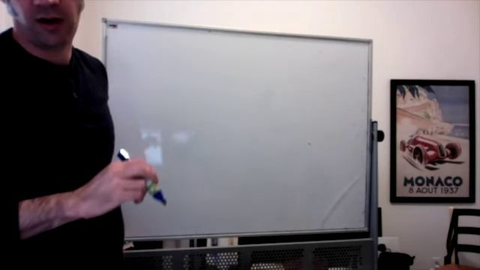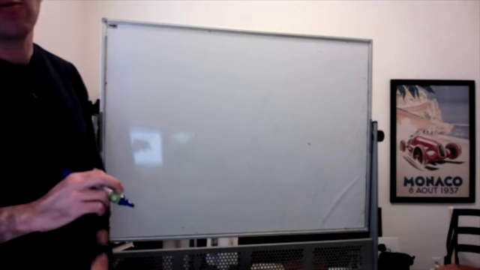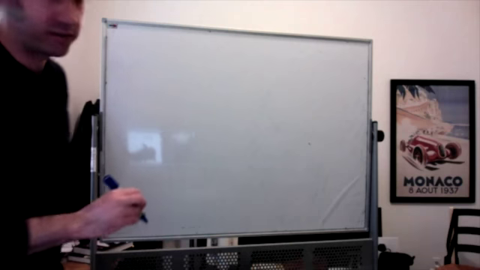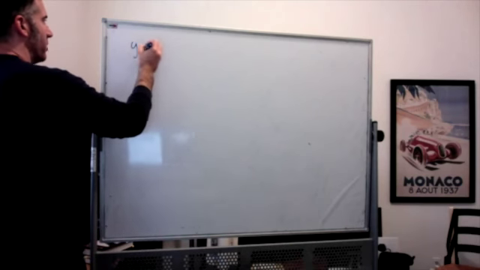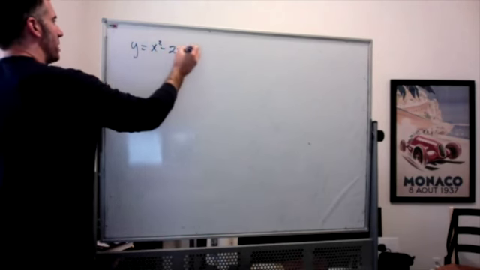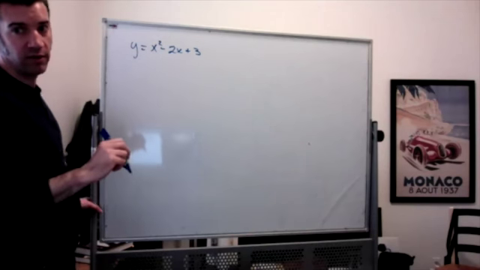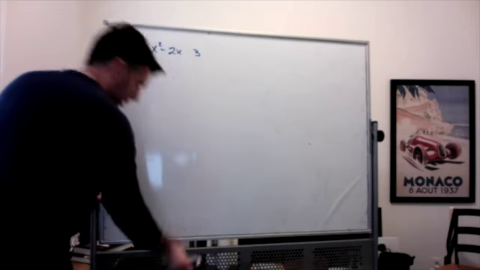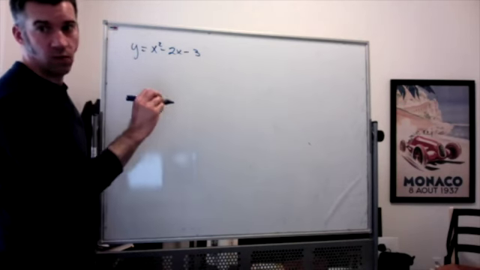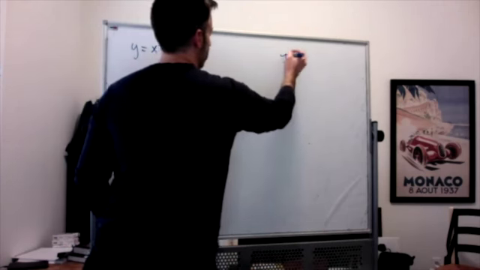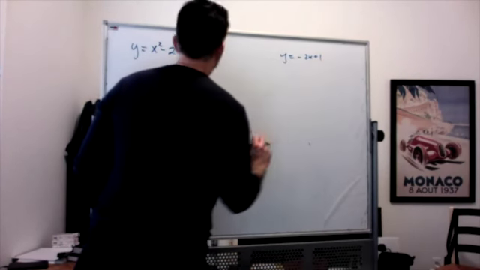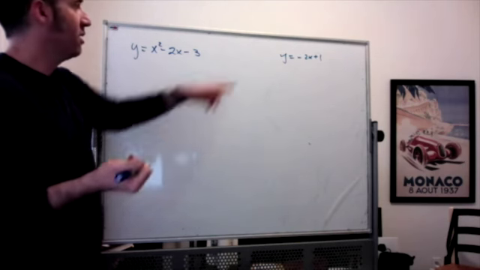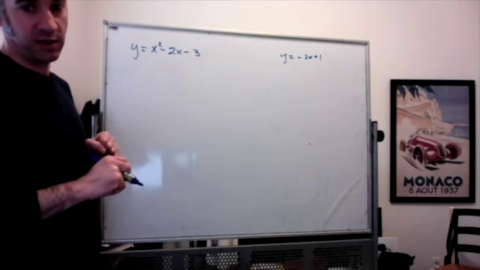So sketch the graphs of the following equations listed below on the same coordinate system. Be sure to find all the points asked for below. So we've got y equal to x squared minus 2x minus 3. And we've also got y equal to negative 2x plus 1. For the parabola, we're asked for the vertex, the y-intercept, and the x-intercept. For the line, we are asked for the x-intercept and the y-intercept.